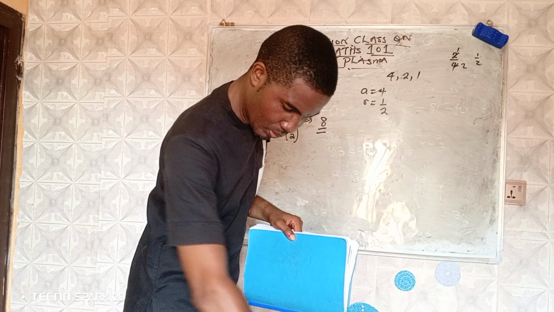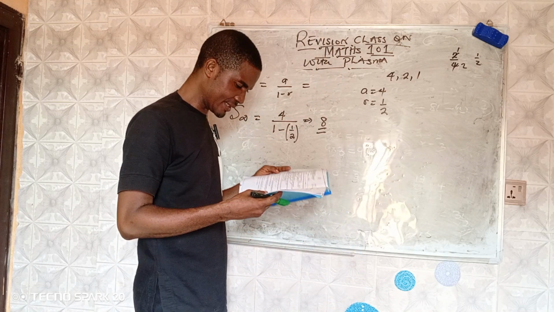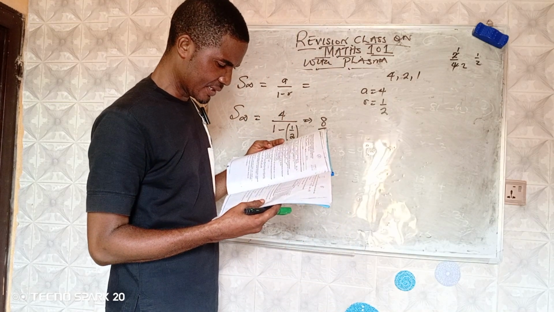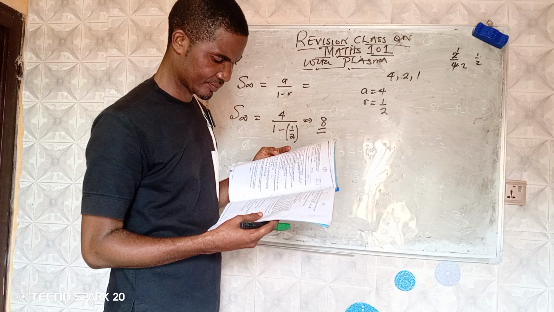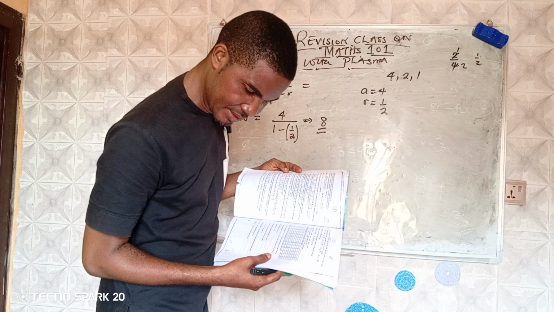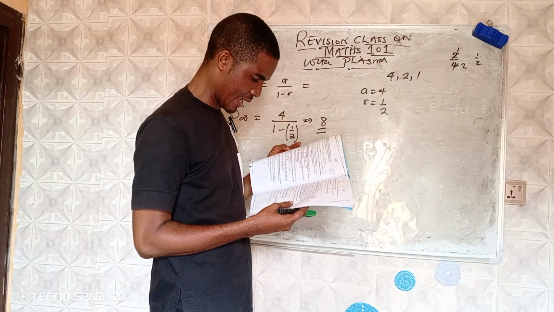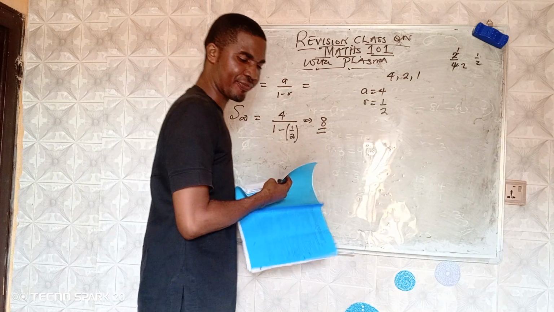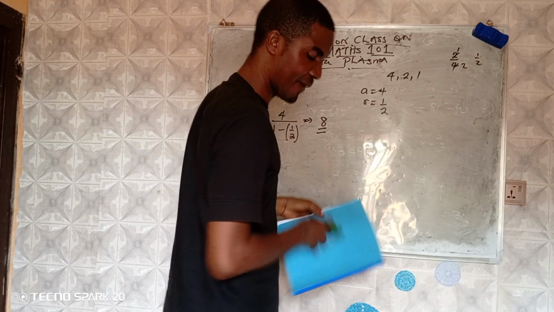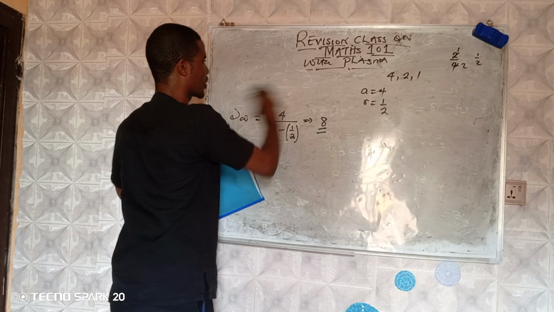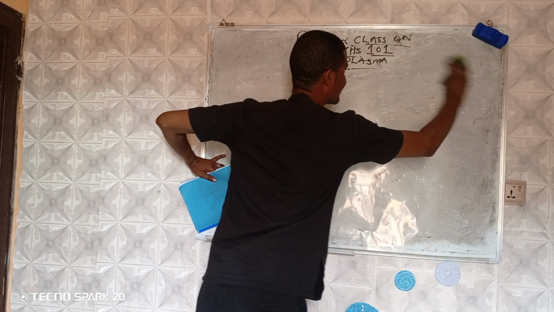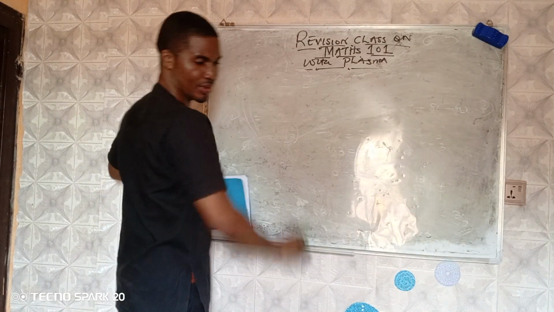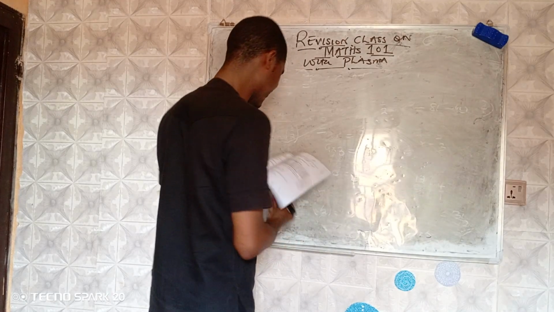Then we have section B. Let's look at section B, question number 5. Section B, question number 5. You will see something like this.